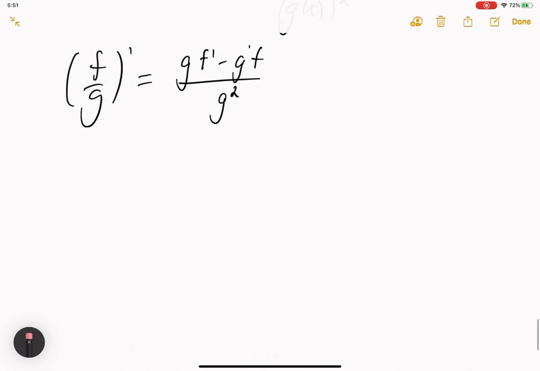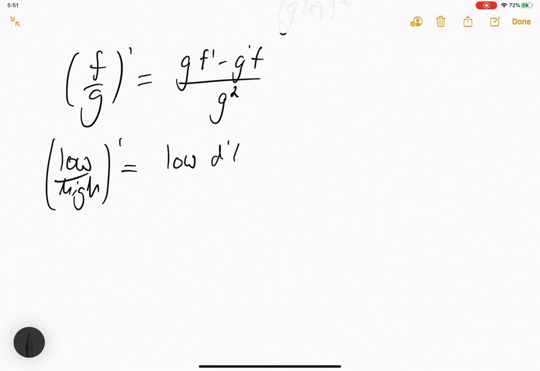So the mnemonic, the way I like to remember it is, let's just say we have low divided by high prime, where low and high kind of equal functions. This is like a mnemonic, it's nothing very technical. I like to say low d high minus high d low, whoops, all over low squared.